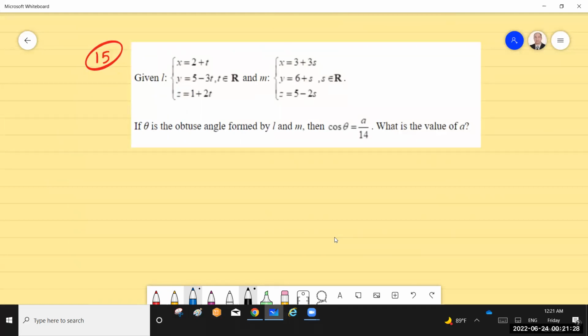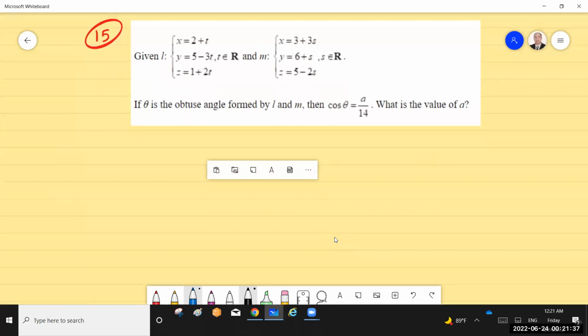These are two lines. If theta is an obtuse angle formed by L and M, then cosine theta is a over 14. What's the value of a? First of all, you have to find the direction vector of each line. A1 is equal to the coefficient of t, the coefficient of the parameter: 1, negative 3, and 2. And A2 is equal to 3, 1, and negative 2.